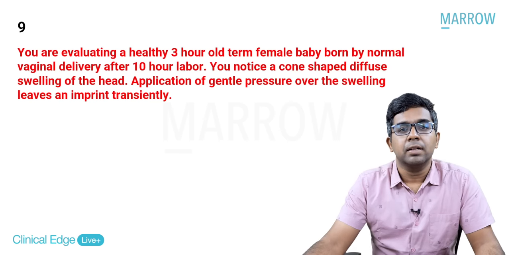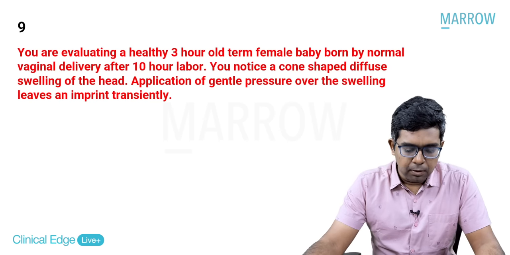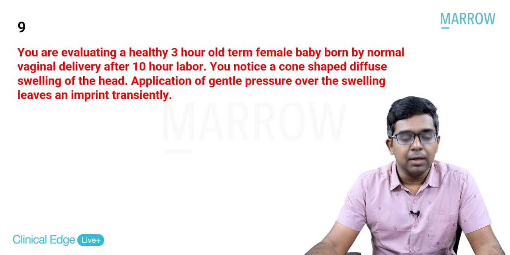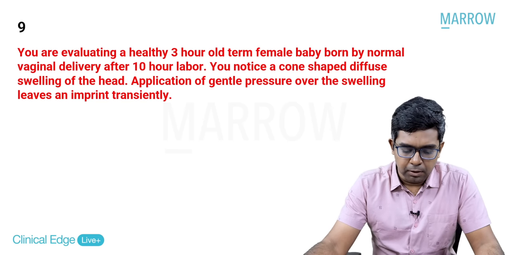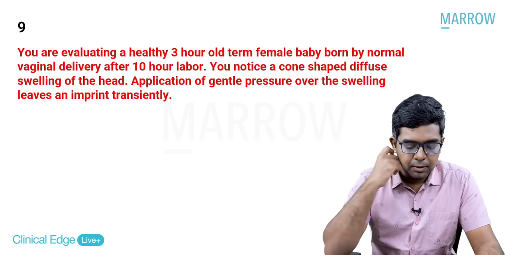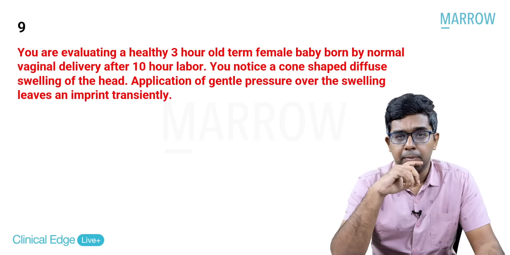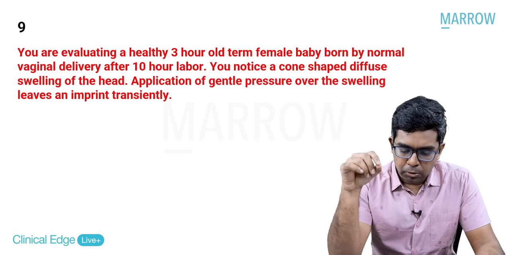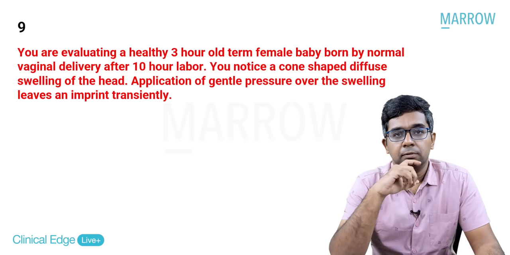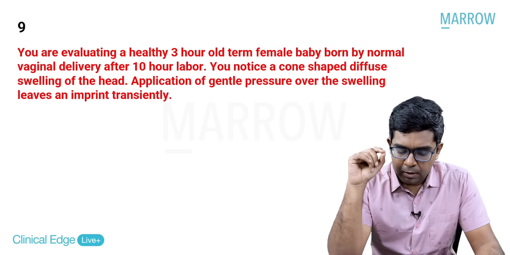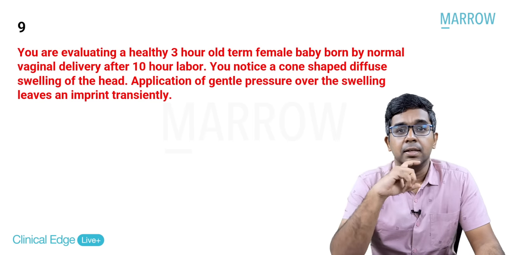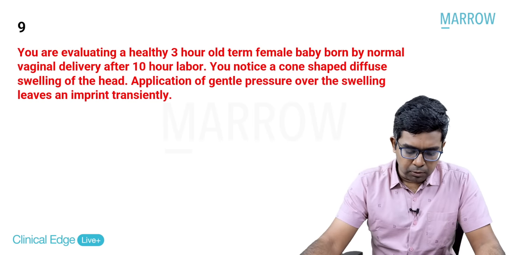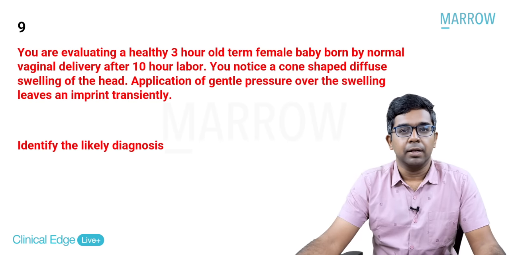Moving on to clinical vignette number 9. You are evaluating a healthy 3-hour-old term female baby born by a normal vaginal delivery after a 10-hour labor. You notice a cone-shaped diffuse swelling of the head in this baby. Application of gentle pressure over the swelling leaves an imprint transiently. Now the question is, identify the likely diagnosis.